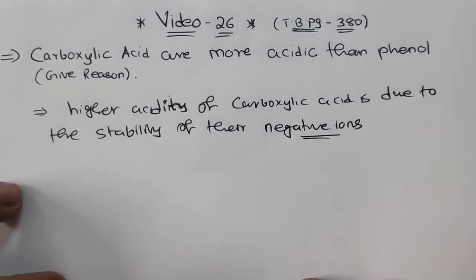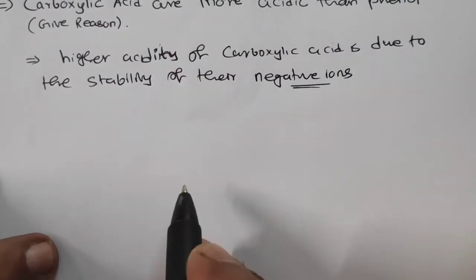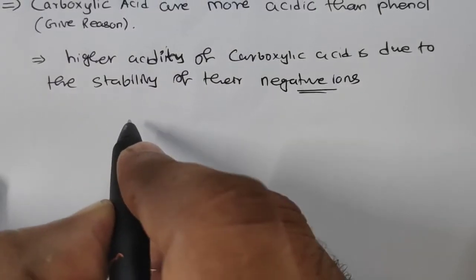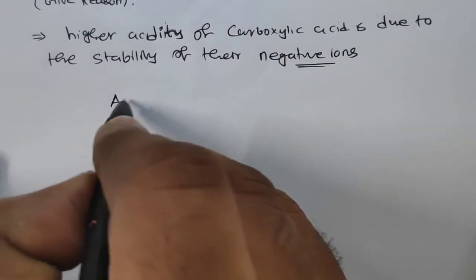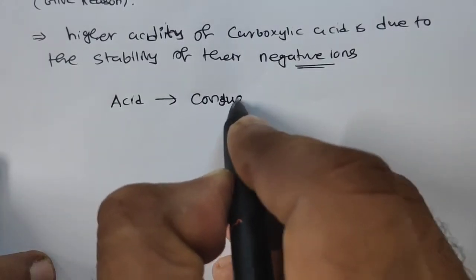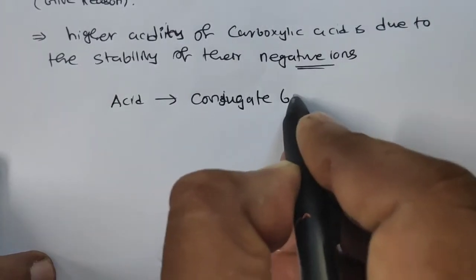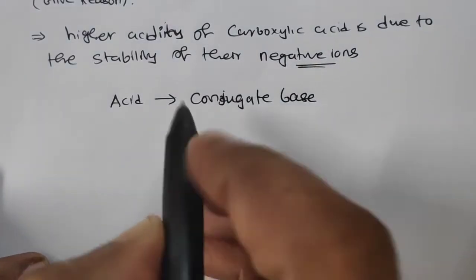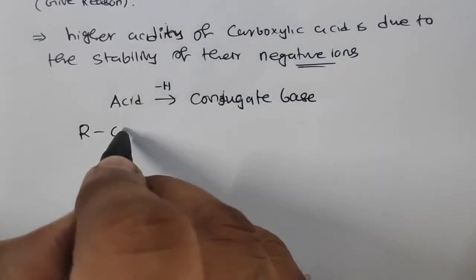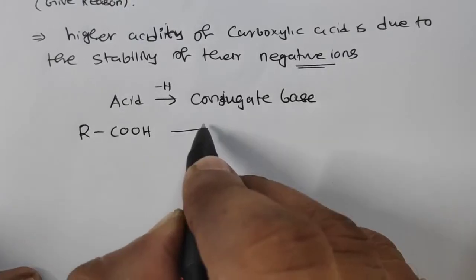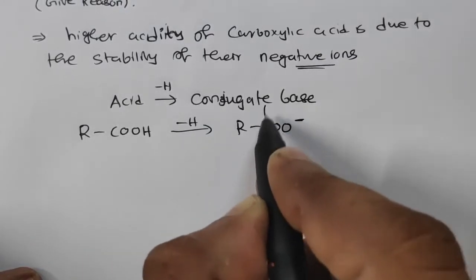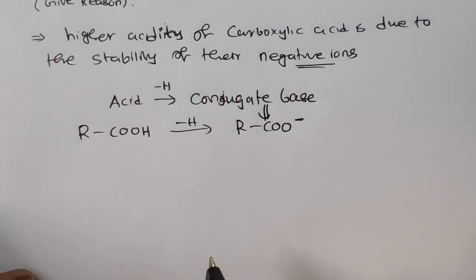Now when we talk about this negative ion, we have to see the resonance structure. We have always studied in the equilibrium chapter that acids give conjugate base, right? Now how? By removal of H. Suppose I write RCOOH, what is the conjugate base? By removing H, it will be RCOO minus. This is the conjugate base I am talking about.